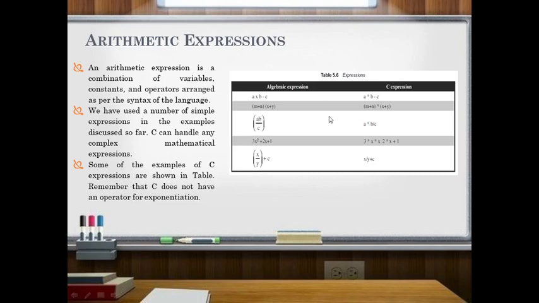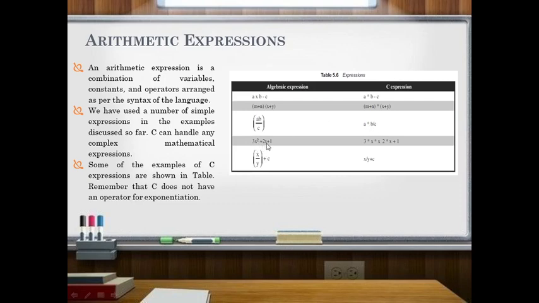Next we have AB divided by C. The divide symbol cannot be used here, so we use the forward slash. AB is understood as a multiplication between both, but you have to write this in C as A into B, then only the computer will understand that it has to perform a multiplication.